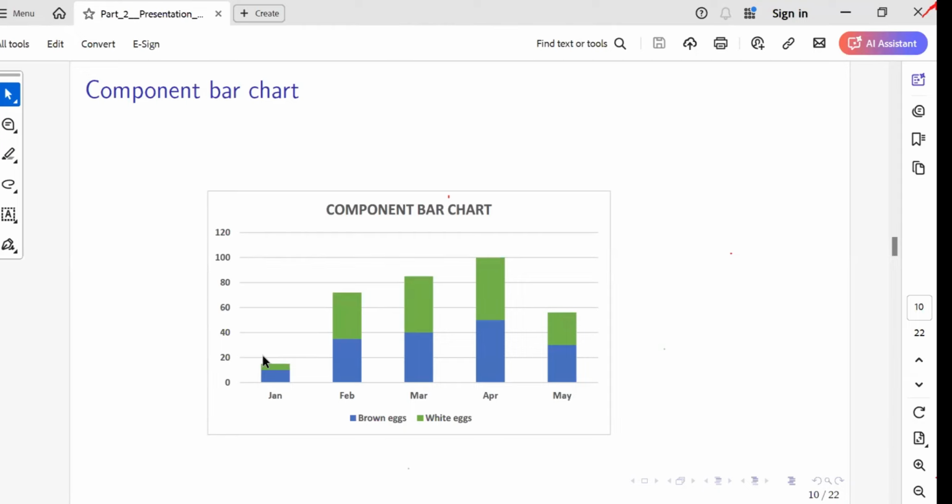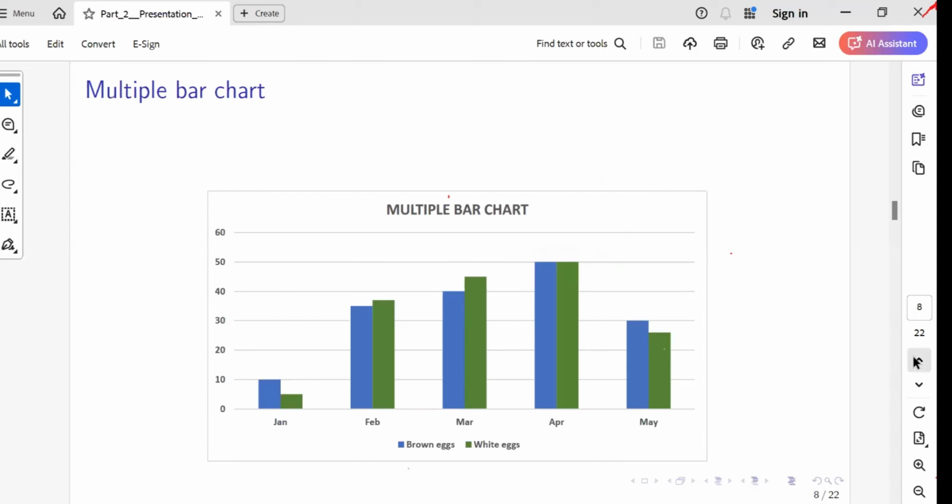This is a component bar chart. Labeling is there. The nature of the graph you can see. Then if you come to the multiple, you can see it's also very different. So the bars are side by side, and then we have the name of the chart, multiple bar charts.